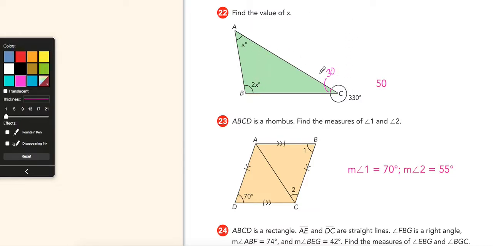So now I have my three angles. I know that 2x plus x plus 30 has to equal 180. Let's make that into 3x. So 3x plus 30 equals 180. We'll subtract 30 from both sides, and we wind up with 3x equals 150. Divide both sides by 3, and we get that x equals 50. All right?